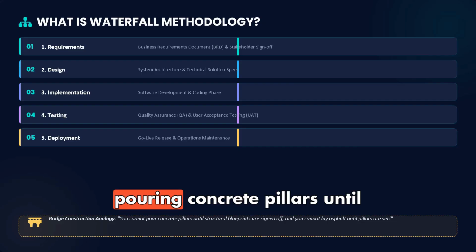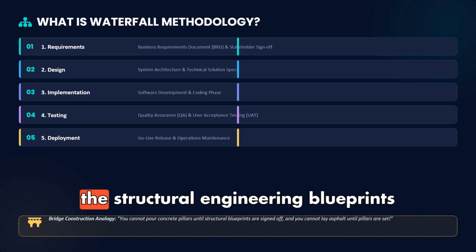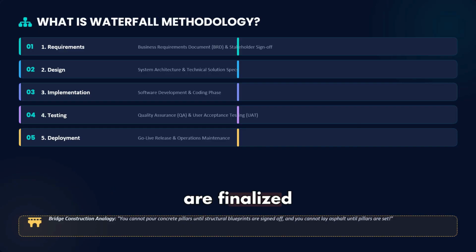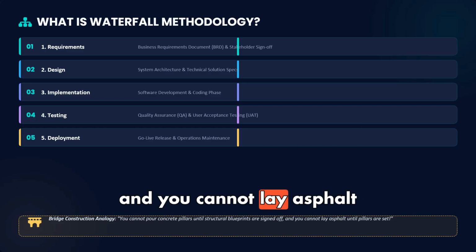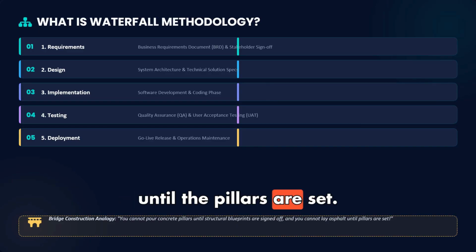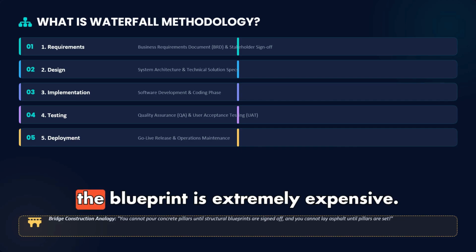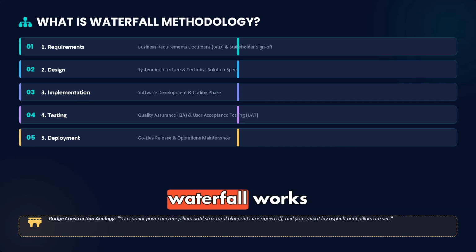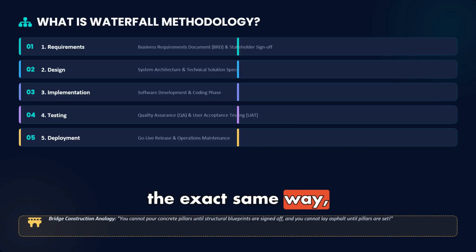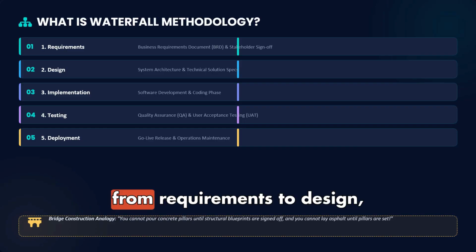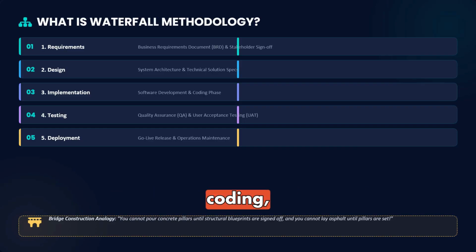You cannot start pouring concrete pillars until the structural engineering blueprints are finalized, and you cannot lay asphalt until the pillars are set. Once concrete is poured, going back to change the blueprint is extremely expensive. In software, waterfall works the exact same way, flowing steadily downward from requirements to design, coding, testing, and deployment.